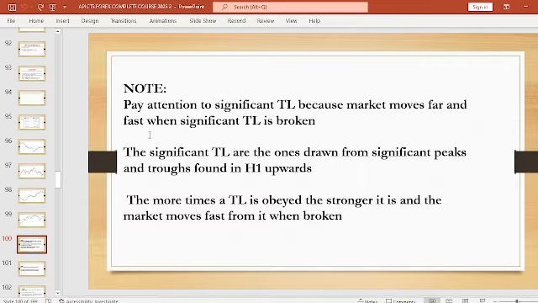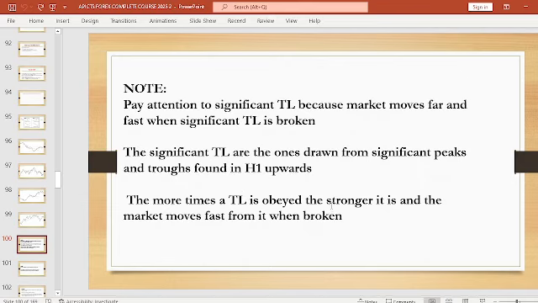So we said a couple of other things too. We said pay attention to significant trend line breaks, because the market moves far and fast when a significant trend line is broken. You see, significant trend lines are the ones drawn from significant peaks and troughs found in H1. That means when you have the 1 hour time frame, or 4 hour time frame or daily time frame, and your trend line is drawn from obvious troughs and peaks, in such a case price moves far away when that trend line is broken.